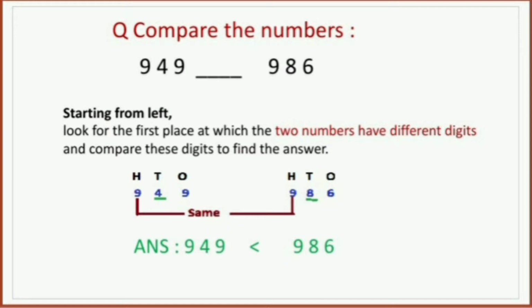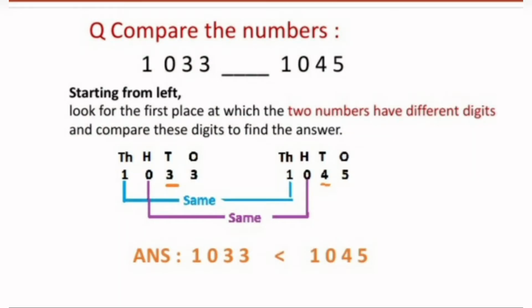Always remember that open side will have the greater number and corner side will have the smaller number. Okay. Now see this question. Both the sides you have 4-digit numbers. So when you compare the numbers, you have to look for the first place at which the two numbers differ in digits, and you have to compare these digits to find the final answer.